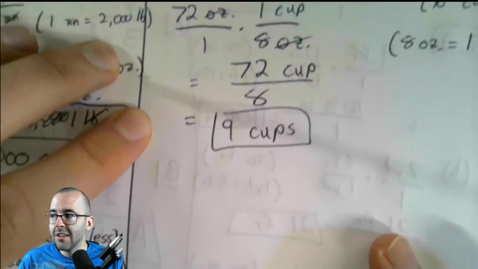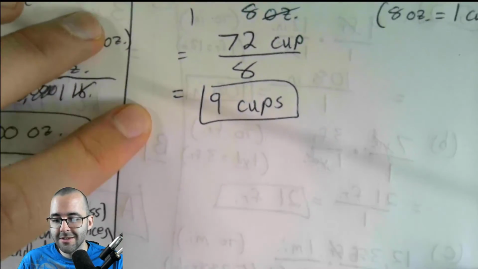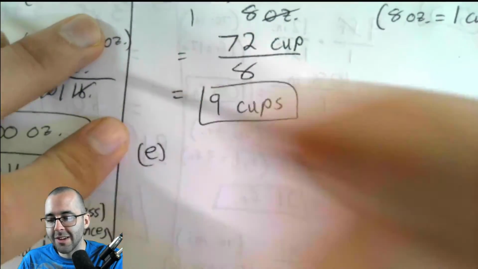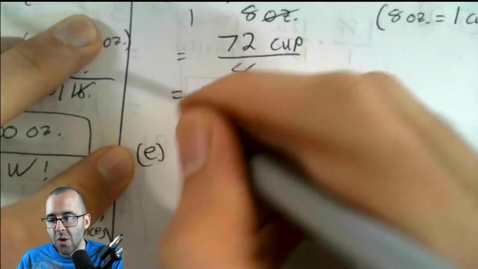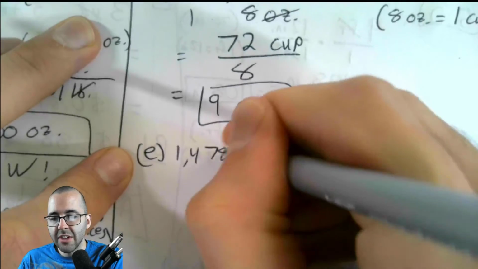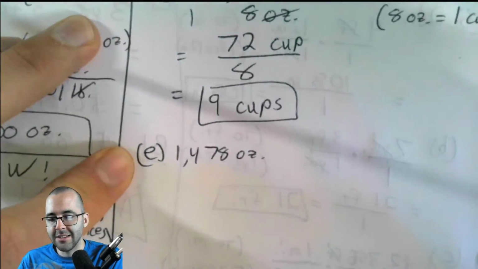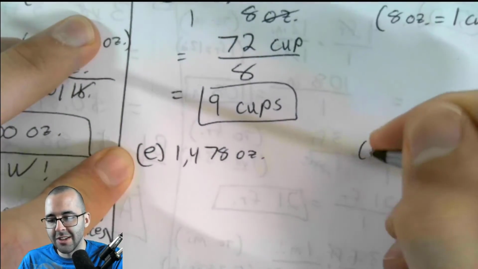If you want to try part E, you can pause the video and try it. Otherwise, we're going to work through it together. 1,478 ounces to gallons. Oh, goodness.